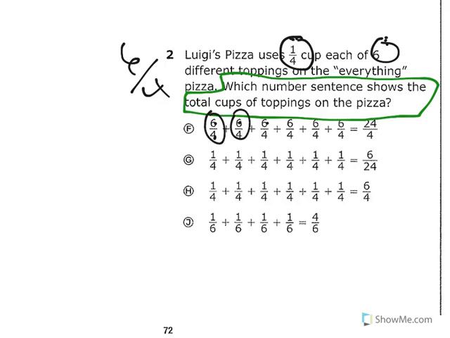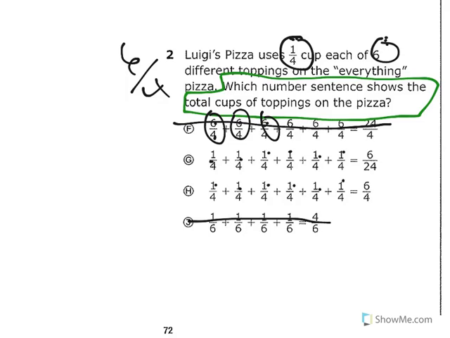So it's not 6/4 plus 6/4 plus 6/4. We can eliminate that one. This one down here is talking about sixths, so we can eliminate our sixths. If we look at it right here, this one shows 1, 2, 3, 4, 5, 6 different toppings.